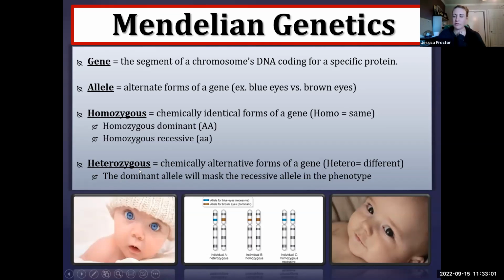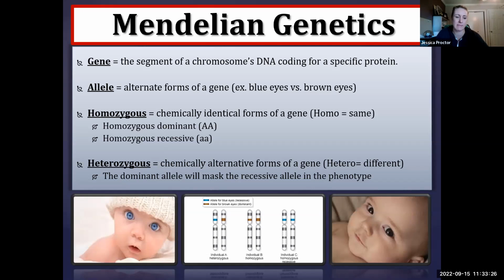So again, zygote is a fertilized egg. That means that you inherited a dominant allele from one parent, either mom or dad, and then you inherited a recessive allele from the other parent. So heterozygous simply means chemically alternative or different forms of a gene. And in this case, the dominant allele will actually mask the recessive allele in the phenotype. So the phenotype is going to be the physical expression.